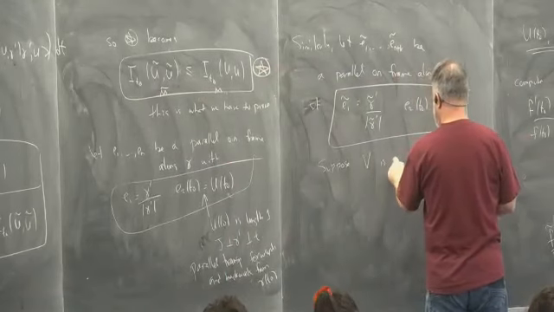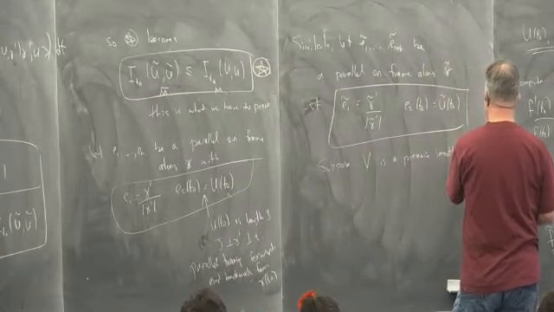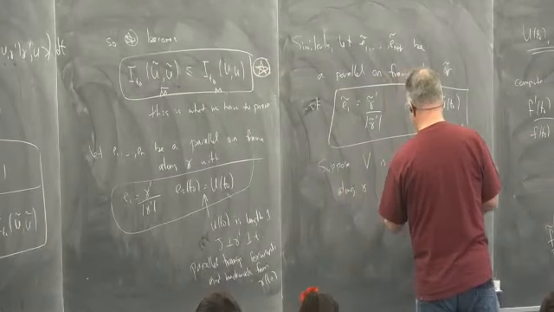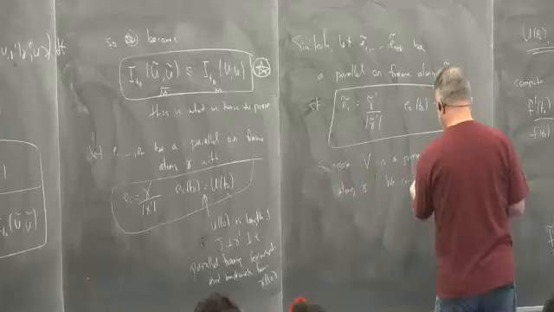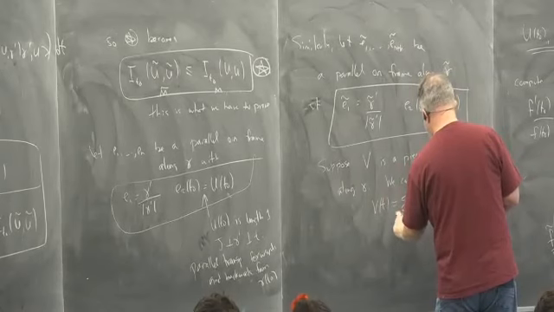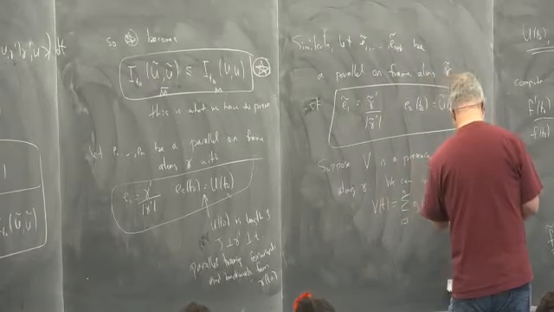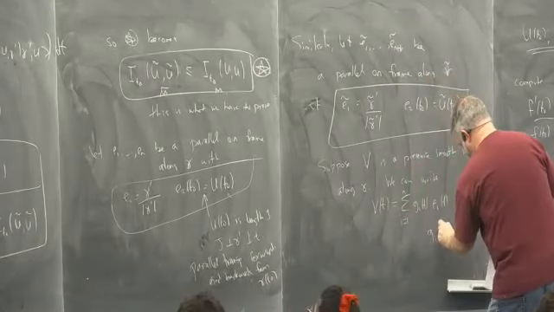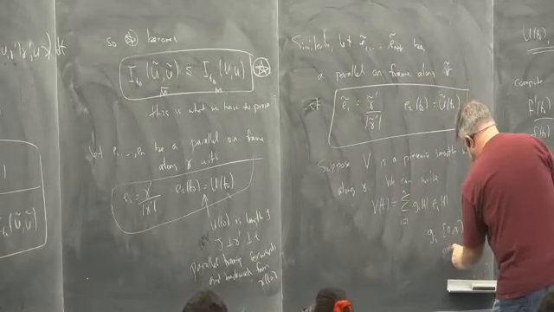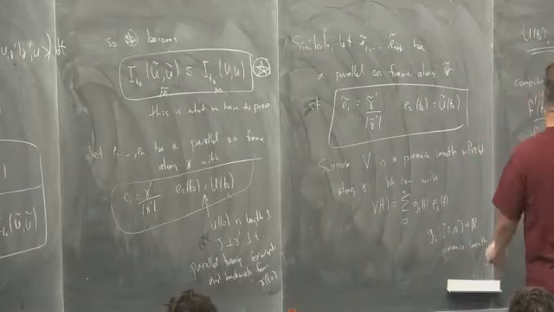Suppose V is a piecewise smooth vector field along gamma. Using this frame, we can write V of t is the sum from i equals one up to n, gi of t, Ei of t, where gi from 0 to r is piecewise smooth. This is just using the fact that these guys are an orthonormal frame.